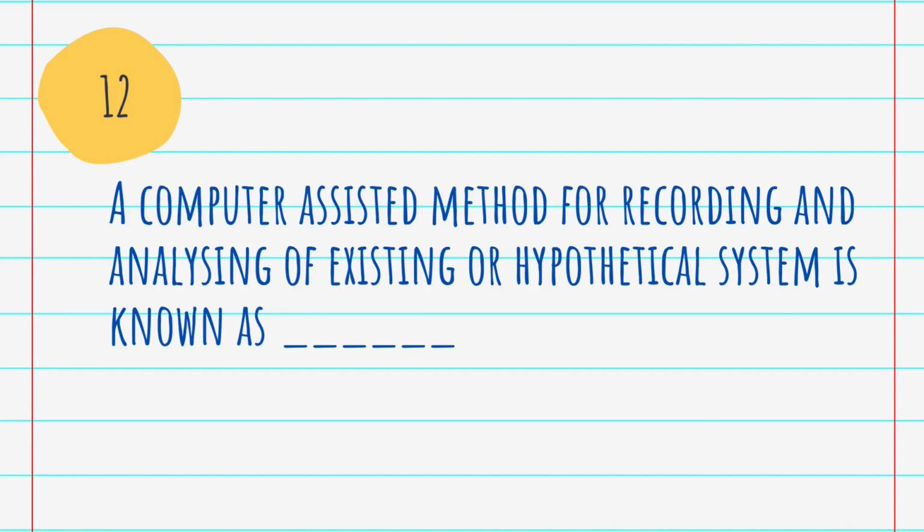Question number 12. A computer assisted method for recording and analyzing of existing or hypothetical system is known as dash. And the answer is data flow.